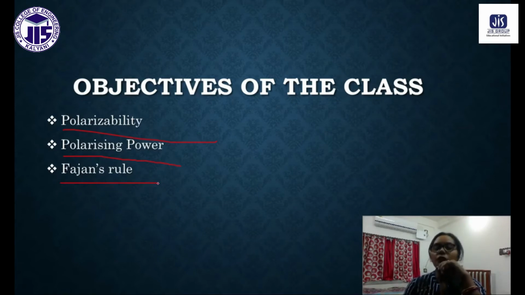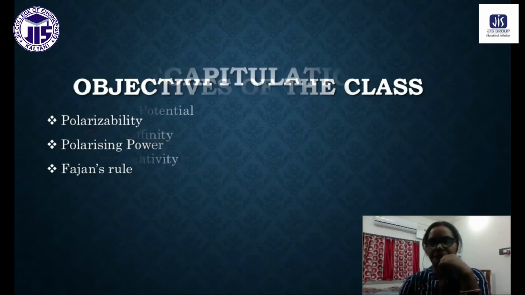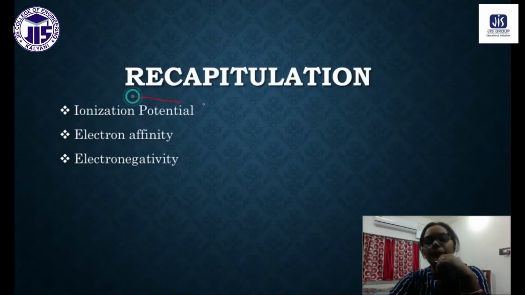First of all, if you don't understand what polarizability and polarizing power are, you cannot understand Fajan's rule. So first of all, you should know the basics, like polarizability and polarizing power. After that, you can understand whatever Fajan's rule has stated. So this is the recapitulation.